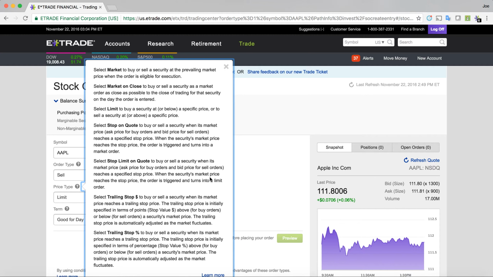For trailing stop dollar, you buy or sell a security, in this case sell a security, when the market price reaches a trailing stop price. The trailing stop price is initially specified in terms of points below, for sell orders, a security's market price. So the trailing stop price is automatically adjusted as the market fluctuates. And percentage trailing stop: sell a security when the market reaches a trailing stop price. The trailing stop price is initially specified in terms of percentage above for buy orders and below, in this case for sell orders, a security's market price. And the trailing stop price is automatically adjusted as the market fluctuates.